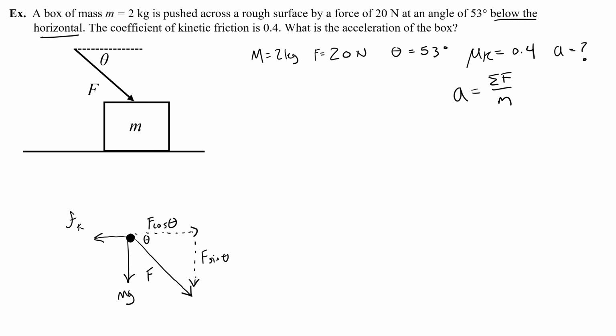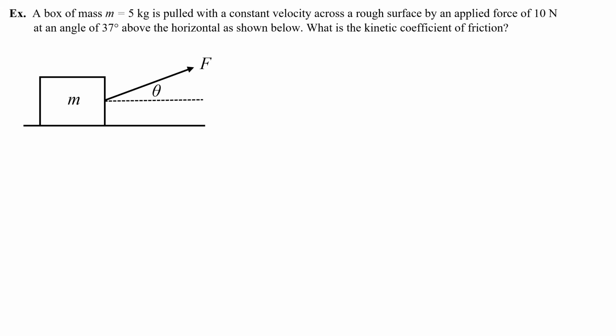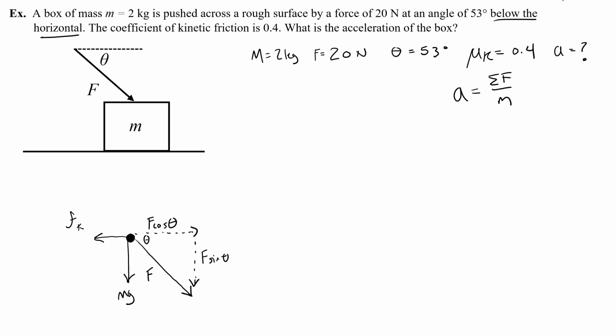Now let's stop and think about the normal force here for a second. In the last problem, the force was going up. And so that meant when we wrote our equation for the normal force, we wrote N plus F sine theta, because it goes up, equals mg. Well, now that sine component isn't going up, it's going down.